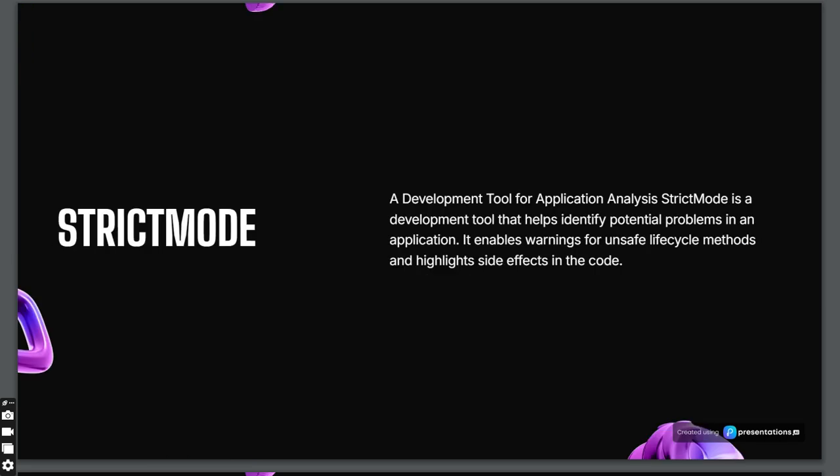Strict mode. Strict mode is a development-only feature in React that helps catch potential issues early. When enabled, strict mode activates warnings for unsafe lifecycle methods and highlights potential side effects, promoting best practices and improving the quality of the code base.